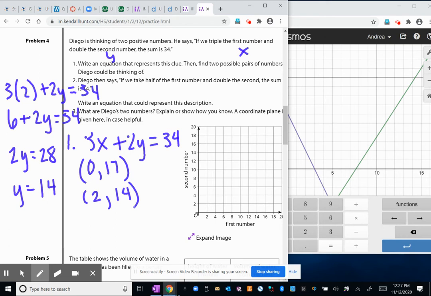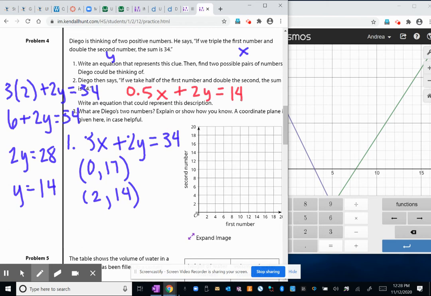Number 2 is a different prompt. It says if we take half the first number and double the second, the sum is 14. So this time, half the first number would be 0.5x, and double the second number, then the sum is 14. So plus, double the second number is 2y, and that would equal 14. So there's the equation for number 2.